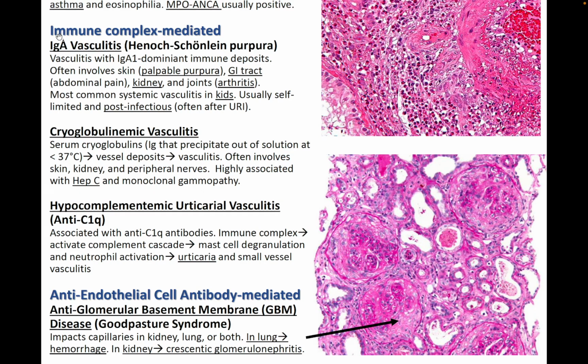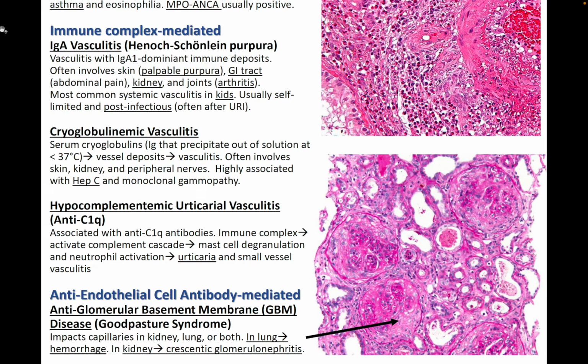The next category is immune complex mediated. So the first one is IgA vasculitis, or Henoch-Schönlein purpura, which is a vasculitis with IgA1 dominant immune deposition. Often involving the skin, you'll have palpable purpura, GI tract or abdominal pain, kidney and joints, leading to arthritis, and it's the most common systemic vasculitis in kids. It's usually self-limited and post-infectious, often after an upper respiratory infection.